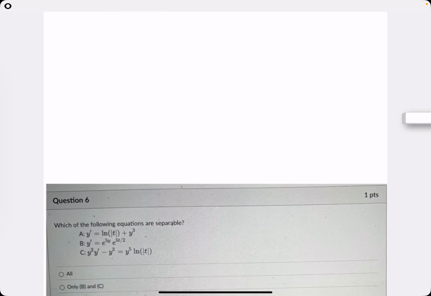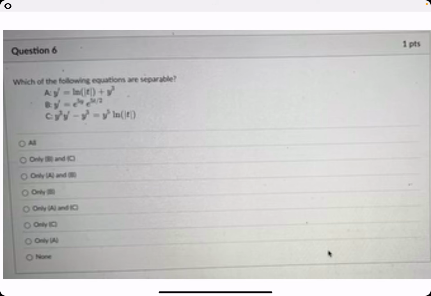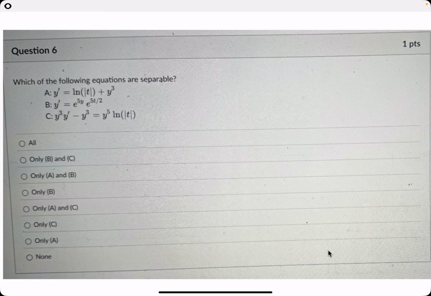All right, that was number 5. Number 6, which of the following equations are separable? Separable means if you get y prime or dy over dt by itself, you have basically a product of y terms and t terms on the right side. Because think about what the next step is.